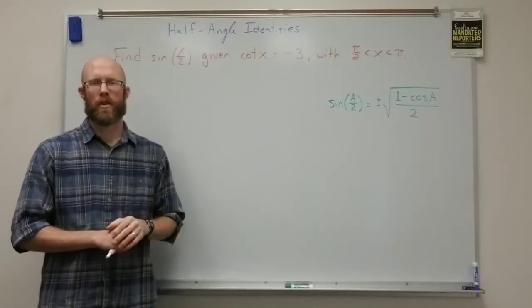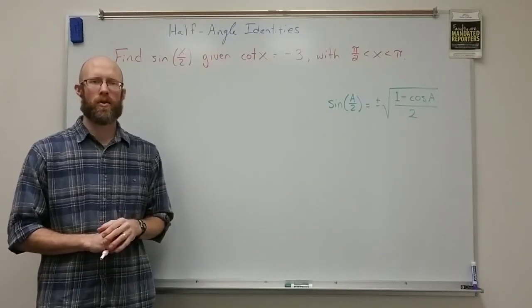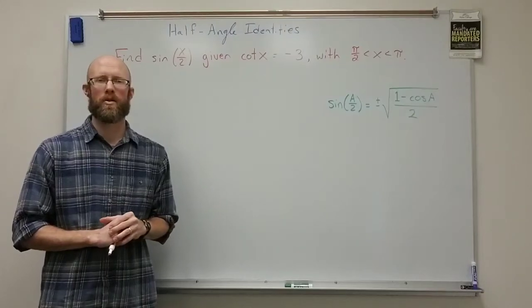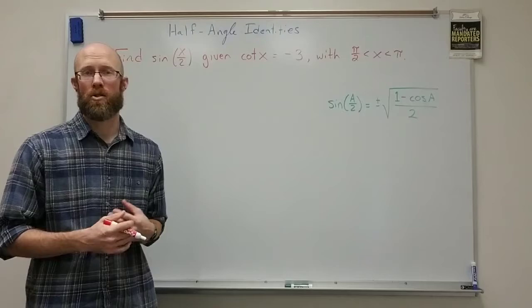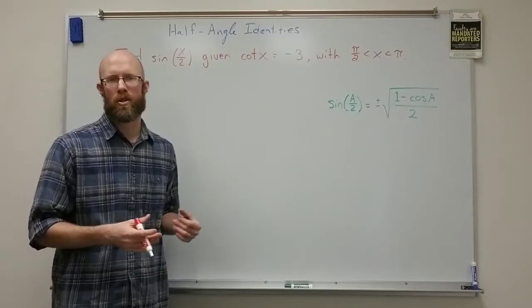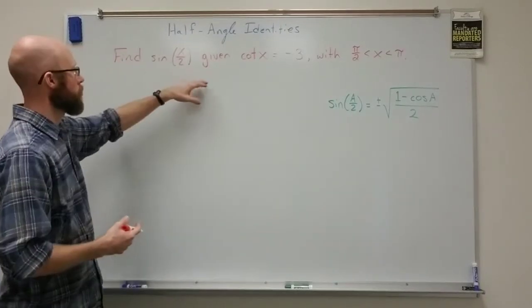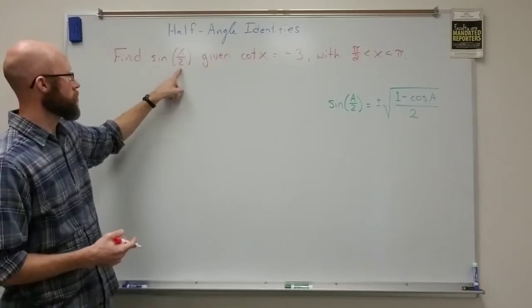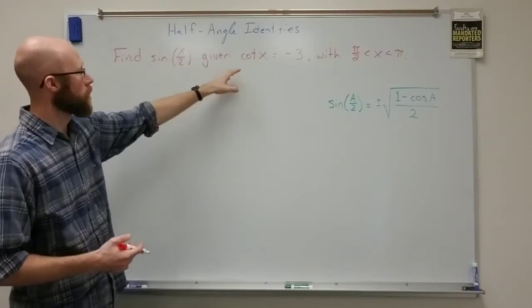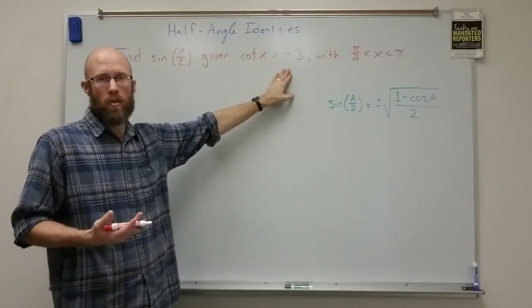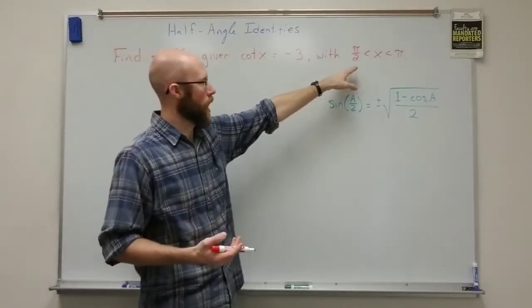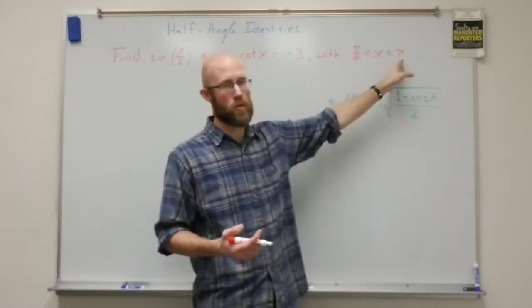The next problem we're going to do is trying to find trig values using the half angle formulas without actually knowing the angle. Okay, so we may not need to know the angle, just some information about it. In this example, we're looking to find the sine of x over 2, given that the cotangent of x is -3. That's all we know, that, and that x is between pi over 2 and pi.